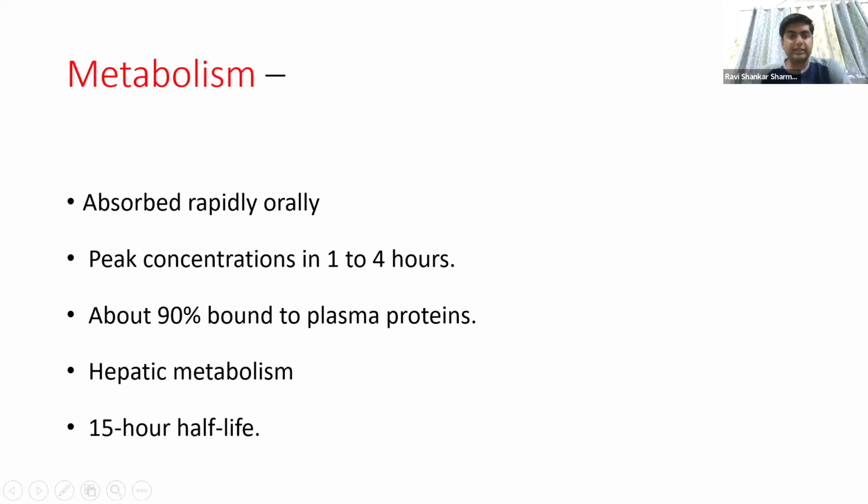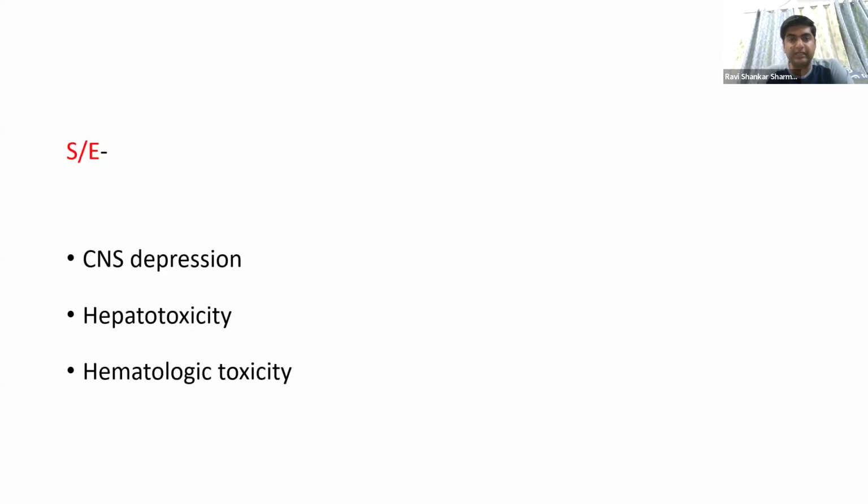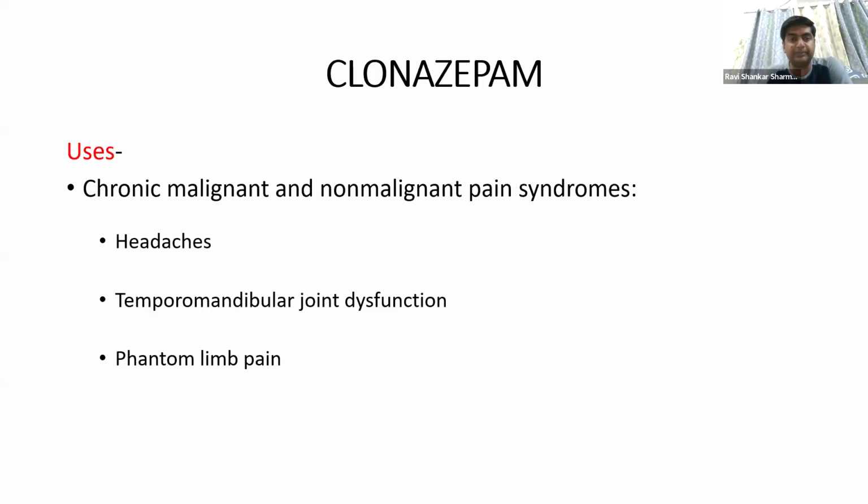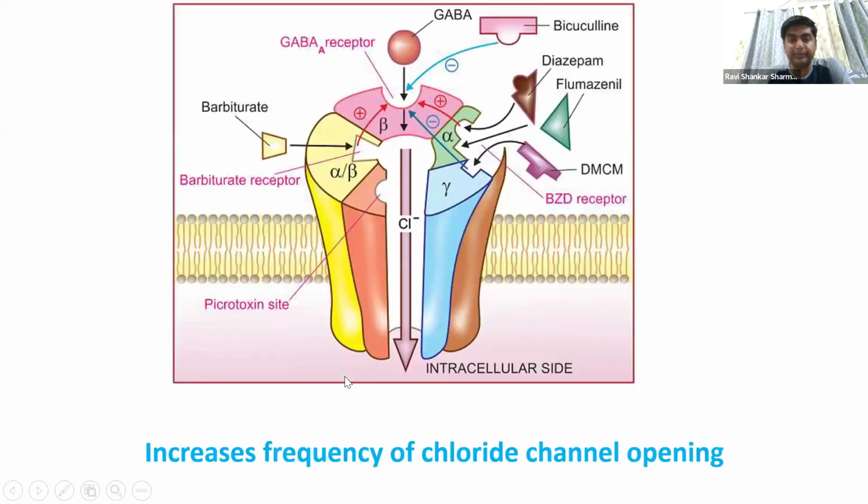Metabolism: it is absorbed rapidly, with peak concentration in 1 to 4 hours. 90% is bound to plasma protein, and the half-life is 15 hours. Side effects: it has CNS depression, hepatotoxicity, and hematologic toxicity. As I told you, it is used for prophylaxis of migraine, and pain physicians now use it as a primary prophylactic medication. Other indications are TM joint dysfunction and phantom limb pain.